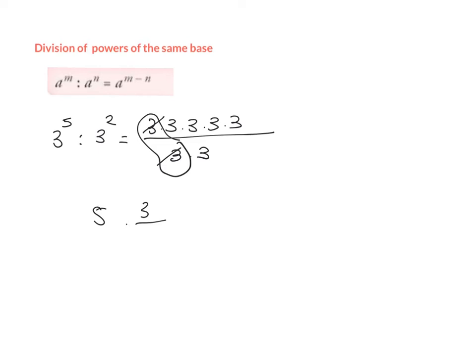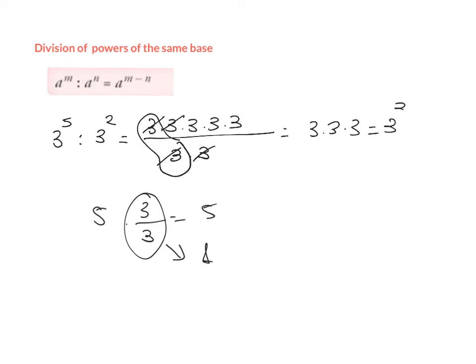5 times 3 over 3, we get 5. It is like multiplying by 1 because 3 over 3 is 1. So that's why in this case I can remove these 2 first 3's and so these ones. So we will have 3 times 3 times 3, which is 3 to the 3rd.